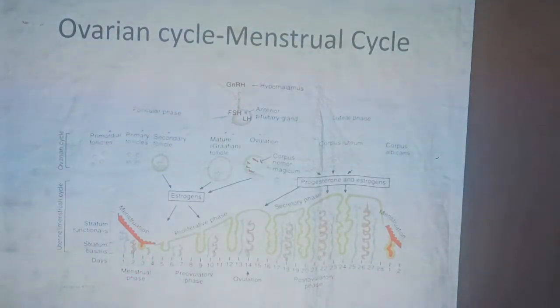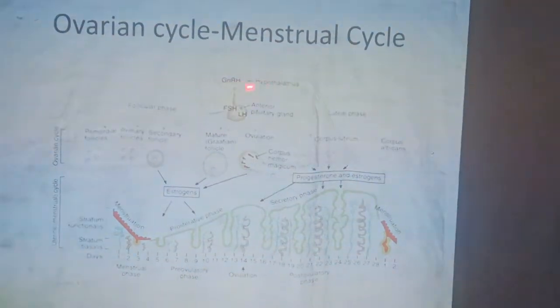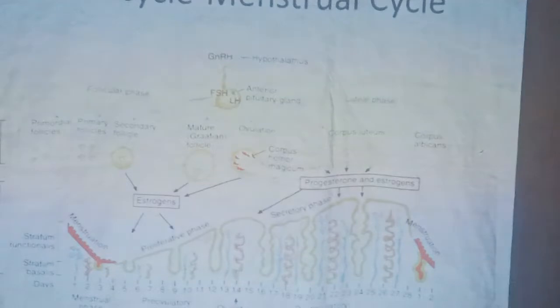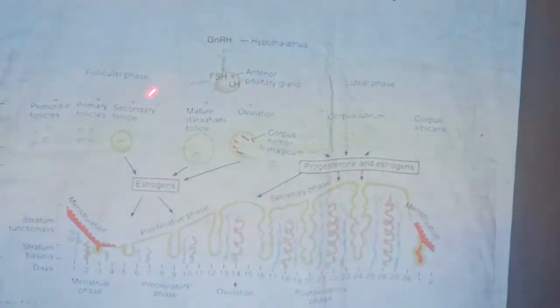After that, what happens? Again, the FSH will be released. FSH will be released with the help of this GnRH from the hypothalamus, acting upon the pituitary. This FSH again acts upon this secondary follicle for the maturation. Here you will see that the maturation of the follicle takes place and the estrogen is released.